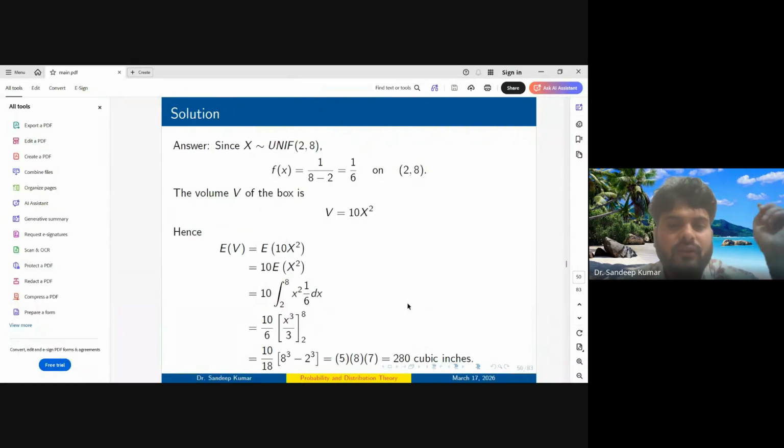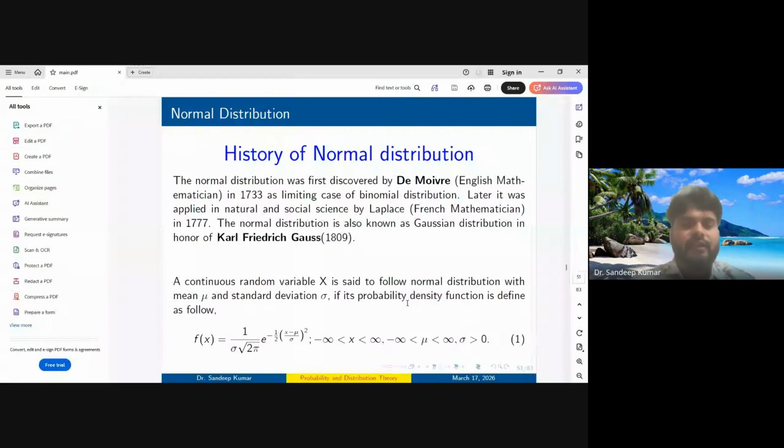Okay, another problem. The normal distribution is a very important distribution for the continuous case. History of the normal distribution: it was first discovered by De Moivre, an English mathematician, in 1733 as a limiting case of the binomial distribution. A continuous random variable X is said to follow the normal distribution with mean mu and standard deviation sigma. Here sigma is the standard deviation, not the variance. Its probability density function is as follows.